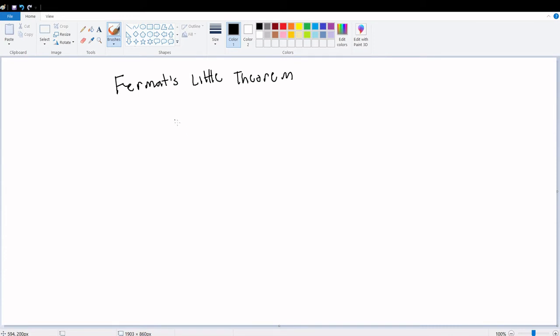Alright, so the next theorem we're going to talk about is Fermat's little theorem. Basically, what Fermat's little theorem states is that if we have two positive integers, a and p, such that the greatest common divisor of a and p is 1, meaning they're relatively prime, and p is prime, then we have that a to the p minus 1 is congruent to 1 mod p.